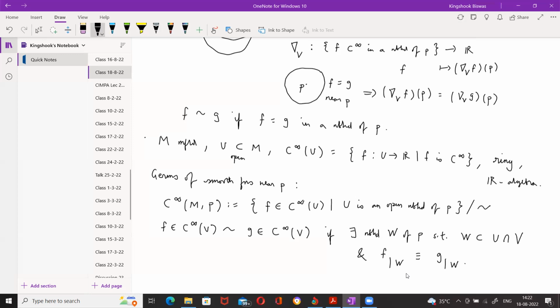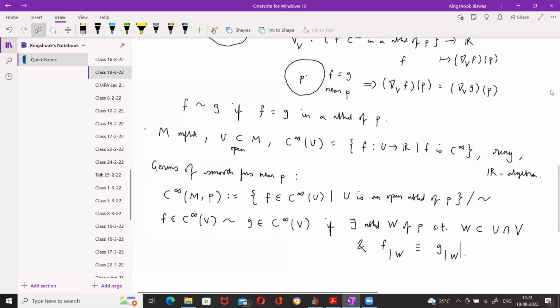So this will give what's called the space of germs of smooth functions near P. It's easy to see that the addition, multiplication and scalar multiplication of smooth functions are compatible with the equivalence relation. So they pass to the quotient, and this also becomes an R-algebra. This germs of smooth functions near P, it's a ring. It's an R-algebra.